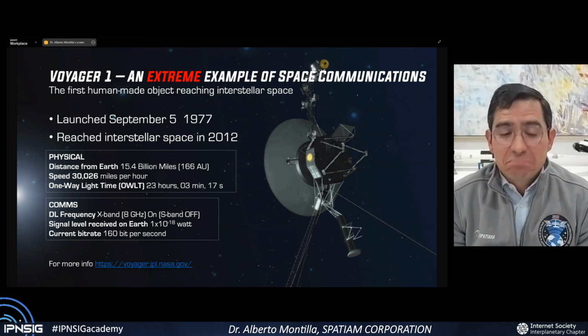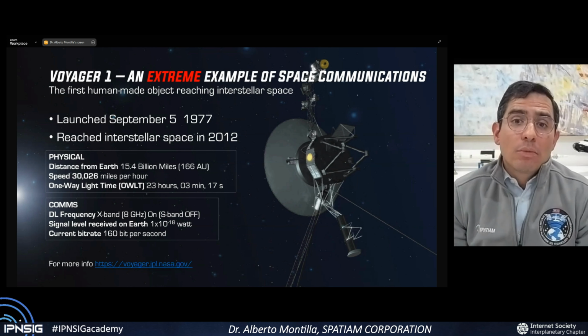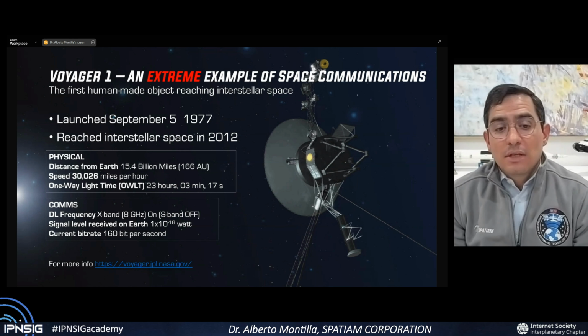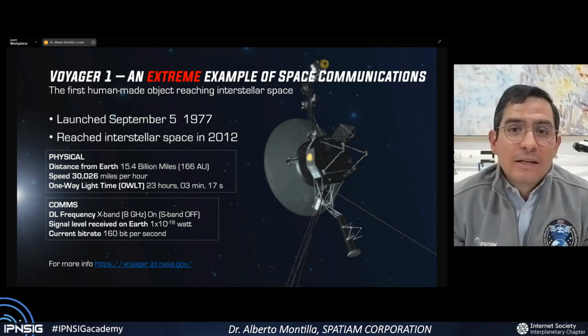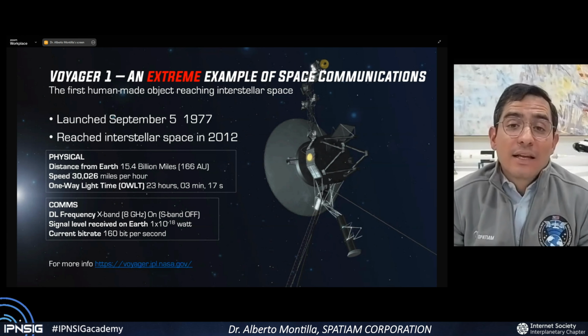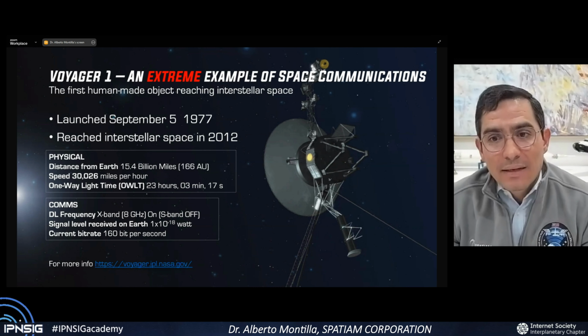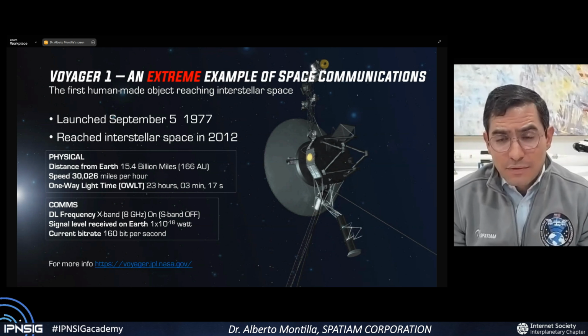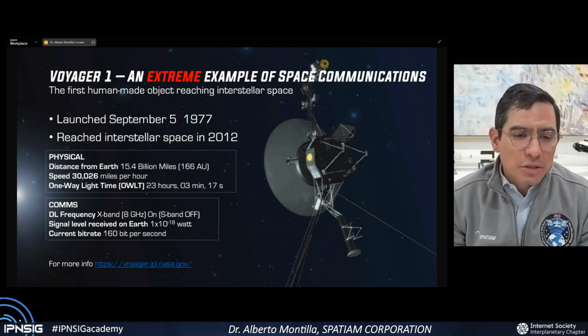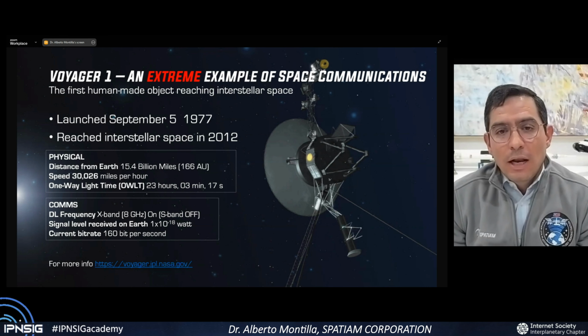How much we get, give or take, in normal operations is around 160 bits per second. But every bit that we receive is literally new information for humankind. That's how important this data is. For those that are as fascinated as I am with Voyager, you can follow it on the JPL website, voyager.jpl.nasa.gov.